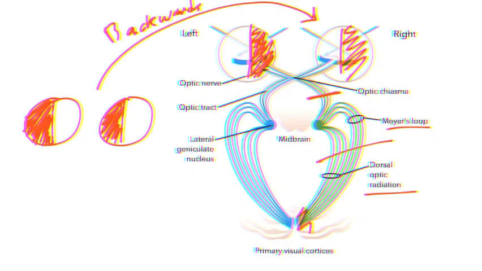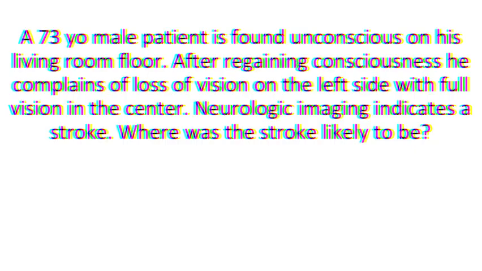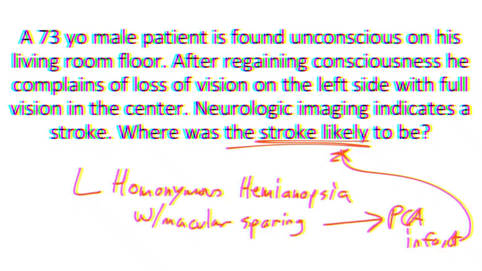He also stated that he can see the center just fine. In other words, there's sparing of the macula. So this is macular sparing. This implicates a PCA infarction, which means we're thinking the right occipital lobe is what was damaged. So going back to our question, in a patient with left homonymous hemianopsia with sparing of the macula, the patient is likely to have had a PCA infarct, which is where we think the stroke is.